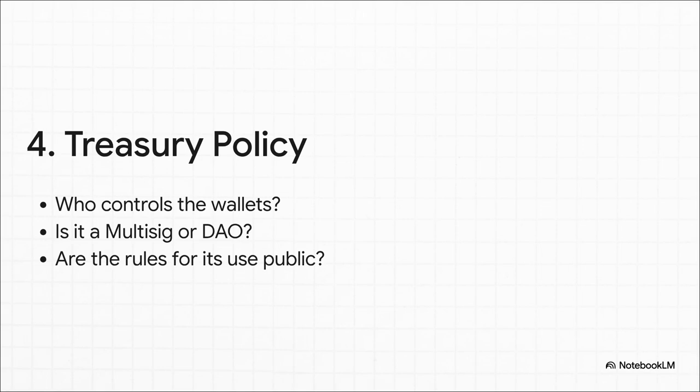Number 4 on our list is the treasury policy. So they have this giant ecosystem fund. Great. But who holds the keys? Who can actually move that money? Is it one person's wallet? Or is it a multisig where multiple people have to sign off on a transaction? Is it run by a DAO with clear public rules? You have to know who's in control.